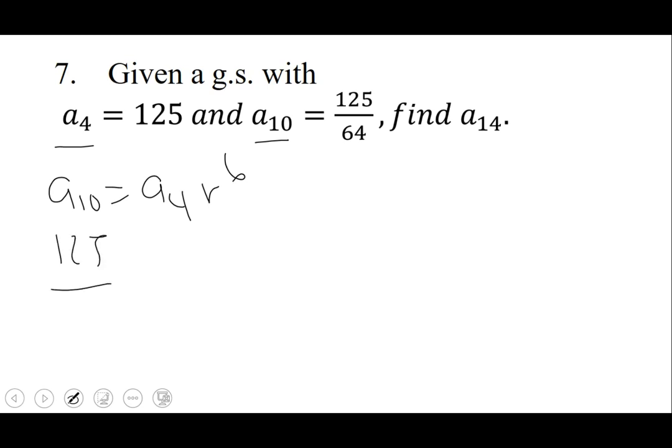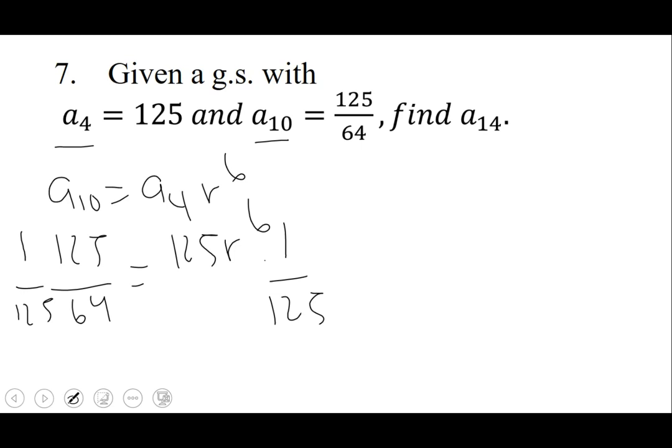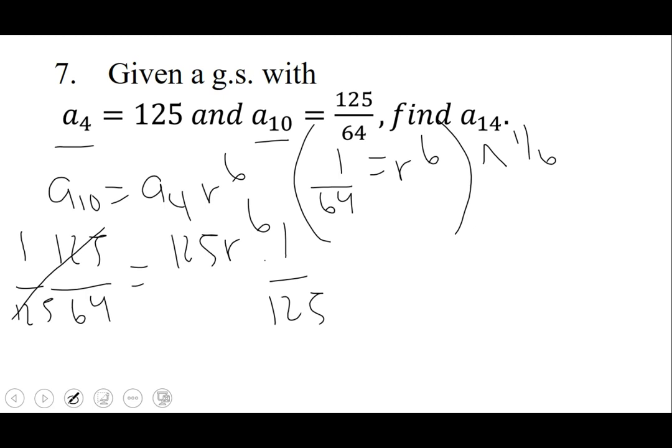So 125/64 would be equal to 125 r to the 6th. You're then going to multiply both sides by 1 over 125. Essentially you're dividing by 125, but this makes it a little bit easier. If you multiply by 1 over 125, it's going to cancel on the left-hand side, and that's going to give you 1/64 equals r to the 6th. Now you have r to the 6th, but what you need is r. In order to get rid of a 6th power, you're going to either take the 6th root of each side, or you're going to raise each side to the 1/6.